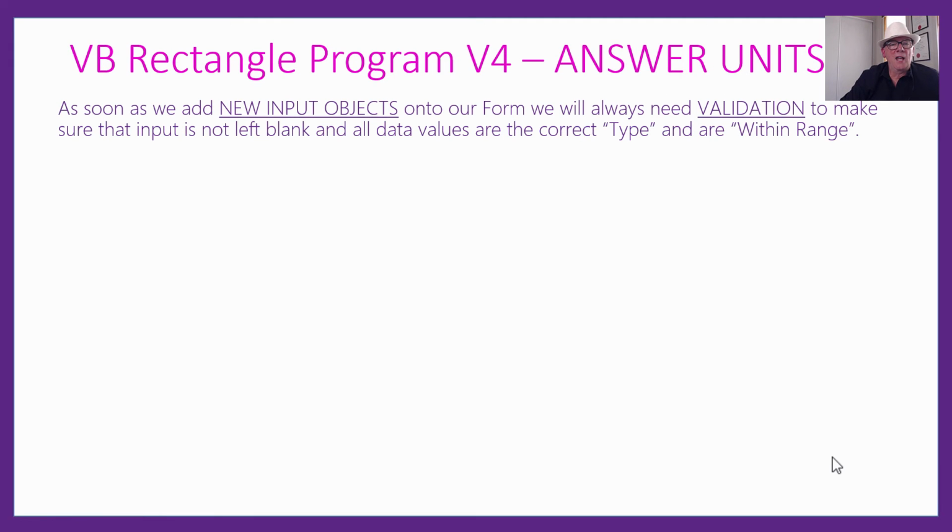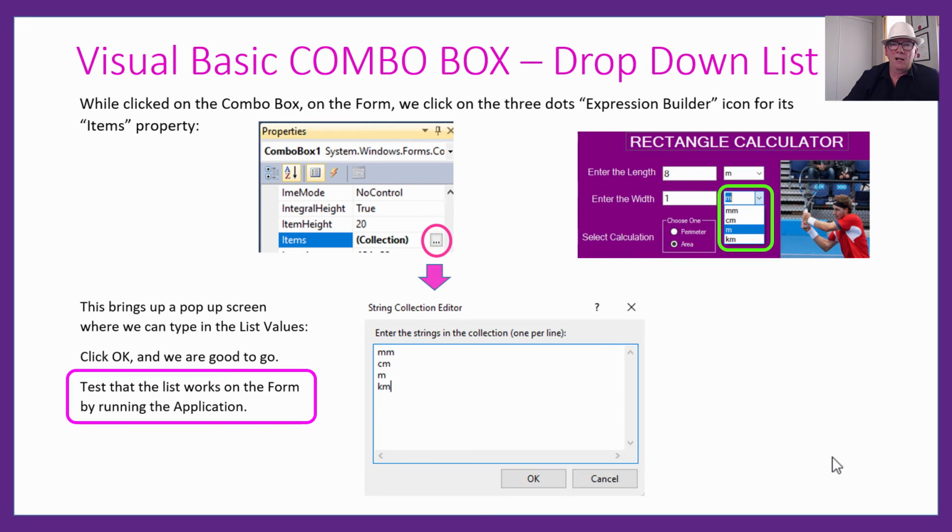Now, getting the actual answer units, before we do that, let's go back up here. We've just added 2 new objects onto the form, 2 combo boxes, one for the length and one for the width.